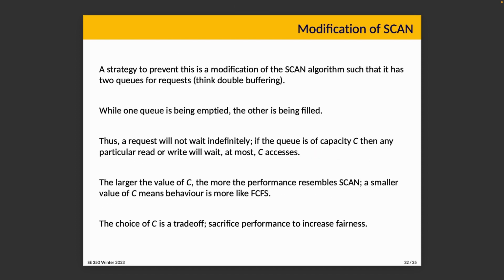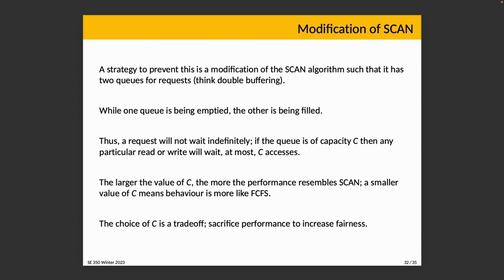And so a strategy to prevent this is a modification of the scan algorithm such that it has 2 queues for requests, which you can think of as being like double buffering, just as we talked about a little bit earlier. So while one queue is being emptied, the other is being filled. So if the queue contains, let's say, 10 requests, once we're working on those requests, other requests go in the new queue, and it means that a request doesn't wait indefinitely. Right? If a queue is of capacity C, then a particular read or write can wait at most C accesses before it gets its turn.